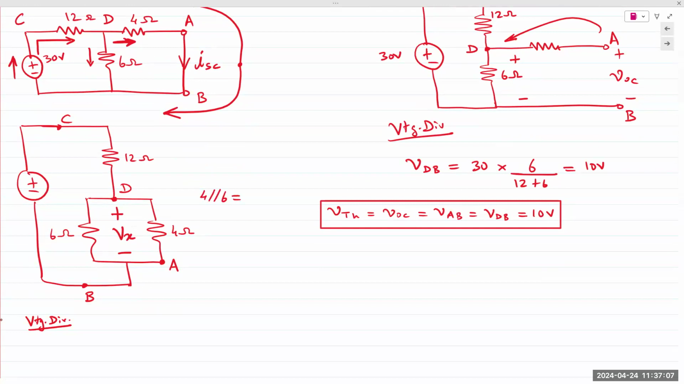Two resistors in parallel, product of the two divided by the sum of the two. So 24 divided by 10 gives me 2.4 ohms. You apply voltage division and you obtain Vx is a fraction of 30 volts times 2.4 ohms divided by Req, which is 14.4. This gives you a value of 5 volts.